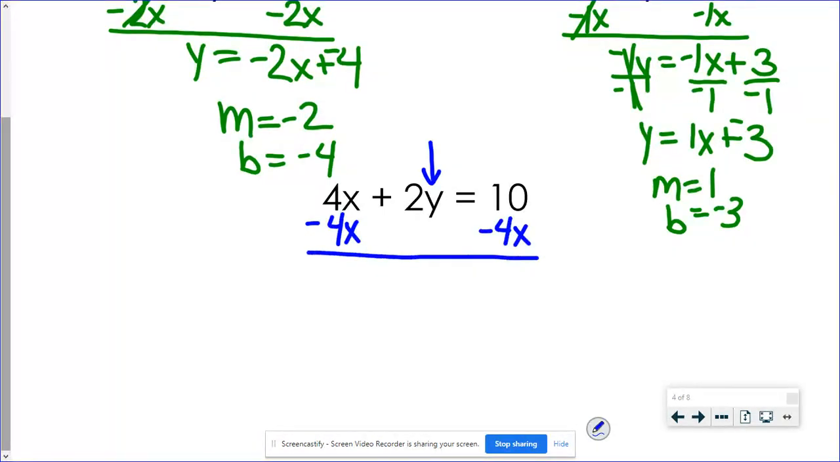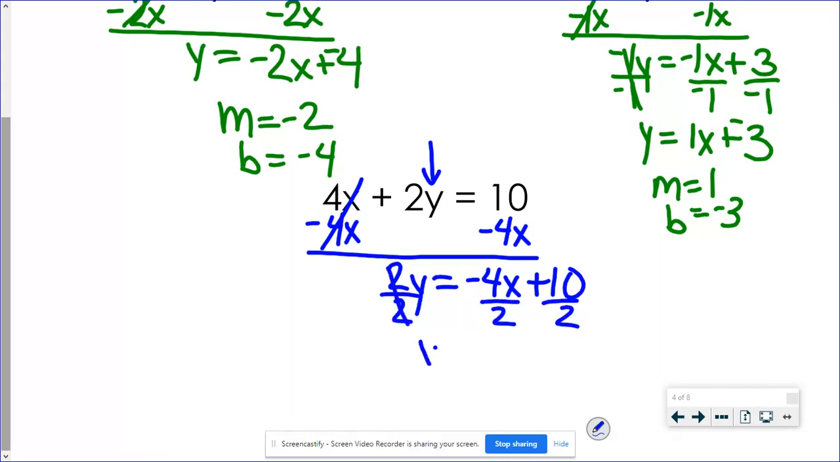So I would have 2y equals, and again, remember standard form or slope-intercept form, I want the x thing first, so it's a negative 4x plus 10. And then I want to get rid of the 2. I would divide, divide, divide. Y equals negative 2x plus 5. So my m, my slope, is negative 2, and my y-intercept is positive 5.